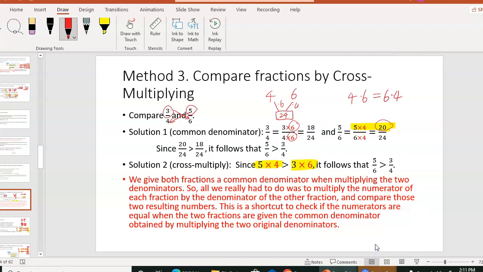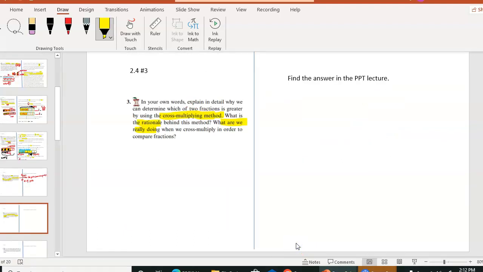When we do cross multiplying, we will create this common denominator. We will give both fractions a common denominator when multiplying the two denominators, which in this case is 4 times 6. So that's how you answer this one right here. What are we really doing here?